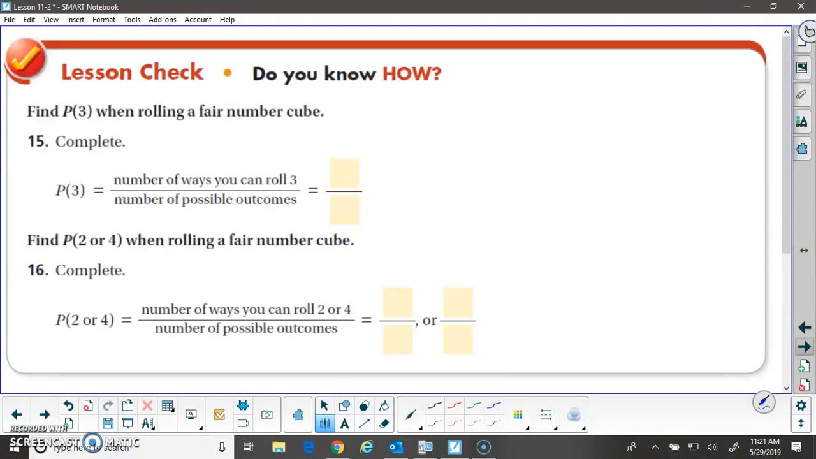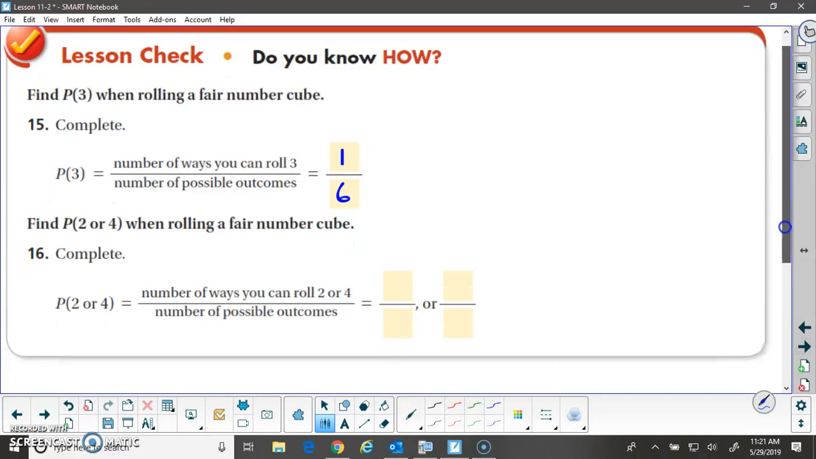So then, the next question says find the probability of getting a 3 when rolling a fair number cube. So we'll have the number of ways you can roll a 3, which is only one way, over the total possible outcomes, which is 6 outcomes. And so your answer would be 1 over 6.